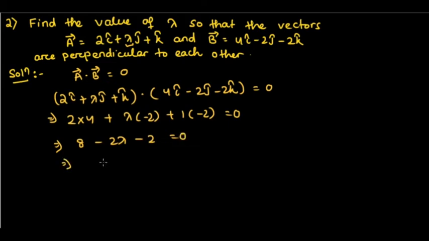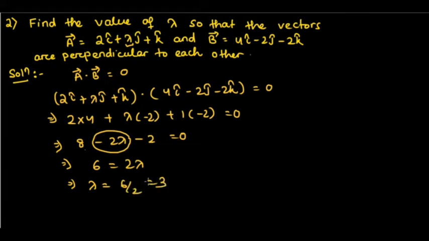That implies if you take this minus 2 lambda to right side, तो वह plus 2 lambda हो जाएगा and 8 minus 2 will be 6. So 6 is equal to 2 lambda. That implies lambda हो जाएगा 6 by 2 that is equal to 3.